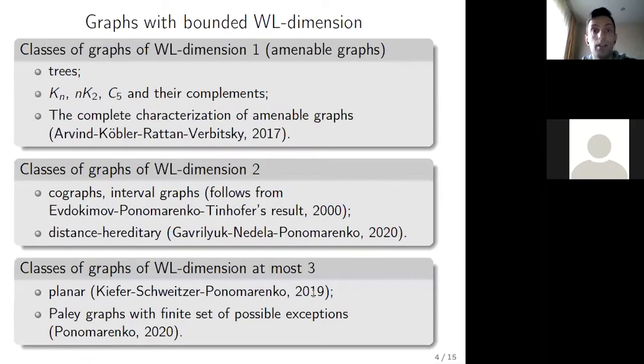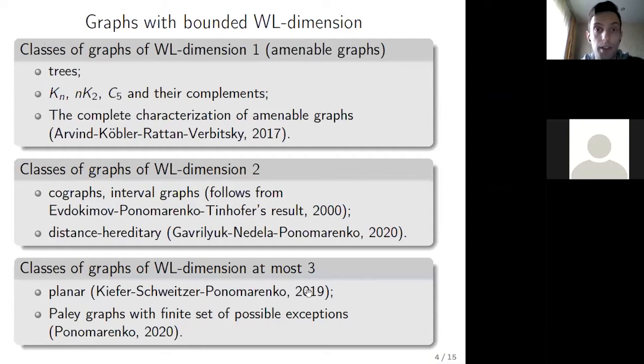Nevertheless, some graphs have small Weisfeiler-Leman dimension. Let's start with graphs of Weisfeiler-Leman dimension 1, so-called amenable graphs. First of all, trees are amenable. The complete graph, the disjoint union of edges, and the cycle of length 5 are amenable. And of course, their complements are also amenable.